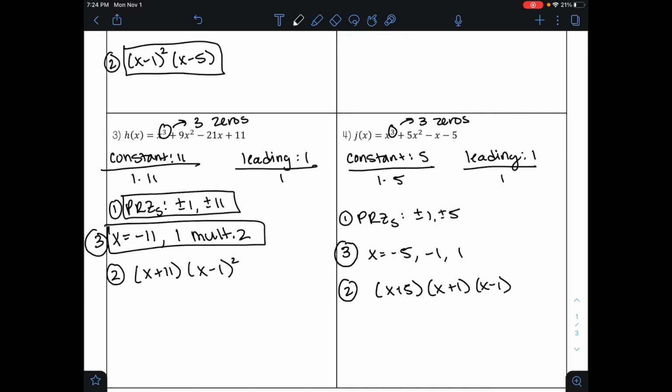Go ahead and pause this video and try examples 5 through 8 on your own. See how far you can get with each one, and then when you are ready, resume the video and we will go over them together.